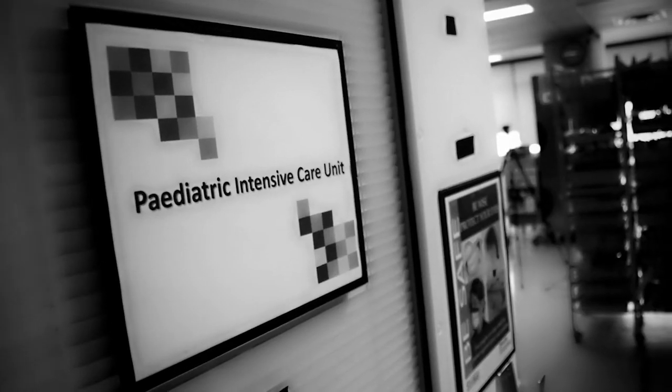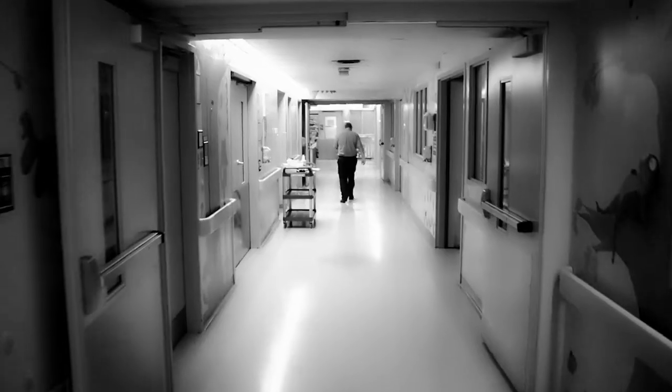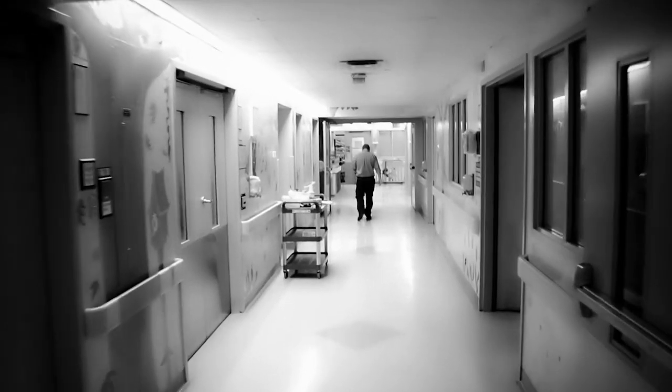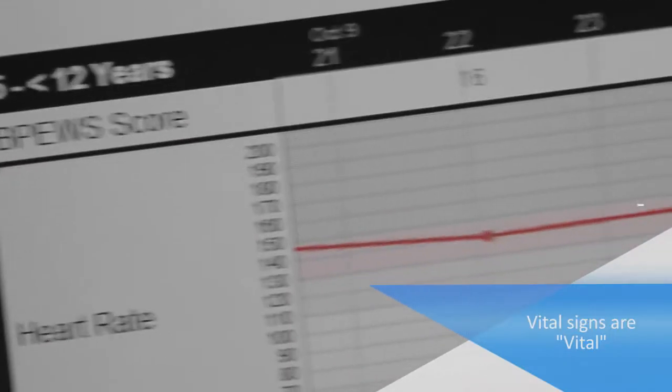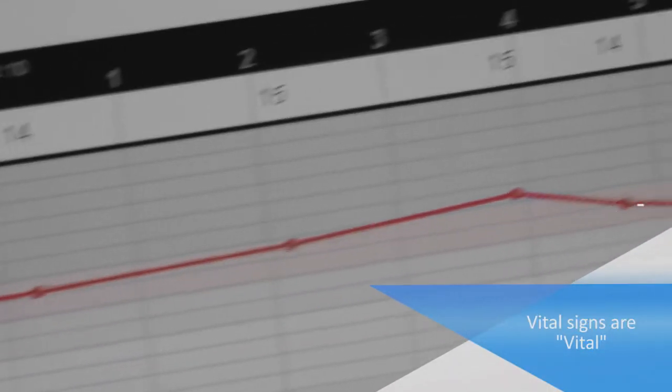As an intern, one of the lessons that I learned from one of my ICU attendings was about vital signs. We would do rounds and someone would forget to tell them what the vital signs were for the patients, and he'd stop rounds and say, remember, vital signs are vital. We wouldn't call them vital if we didn't need them in order to take care of the patient.